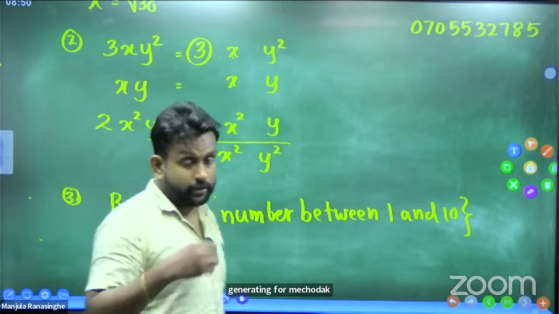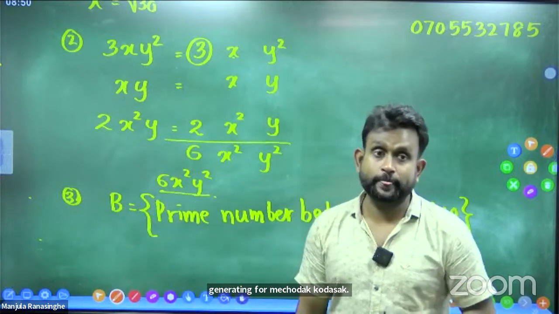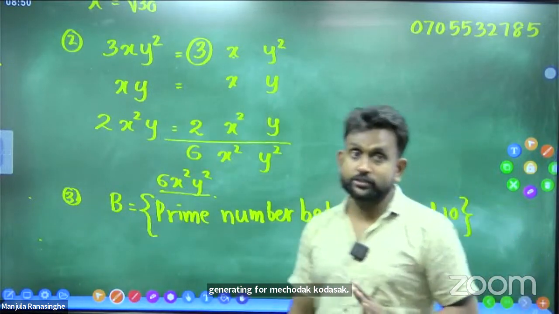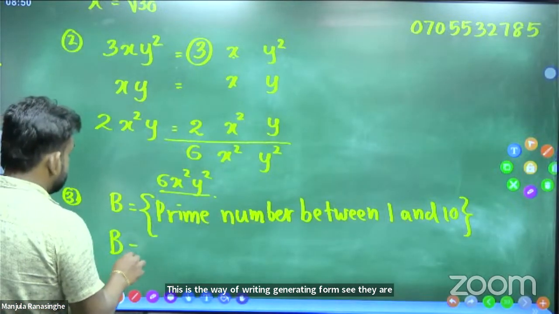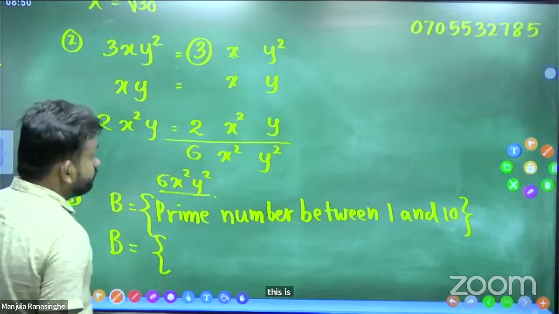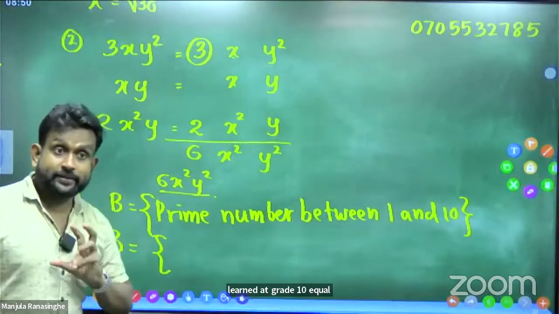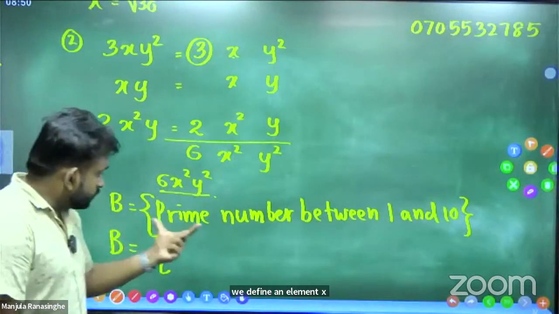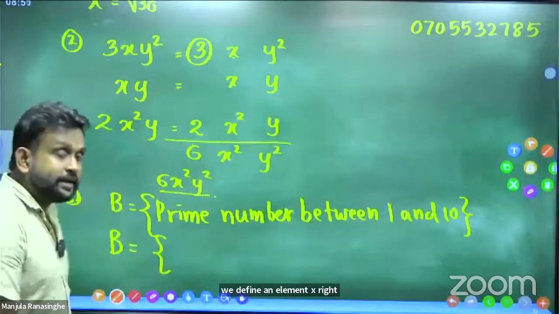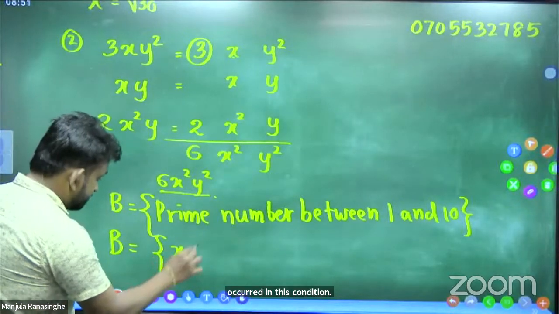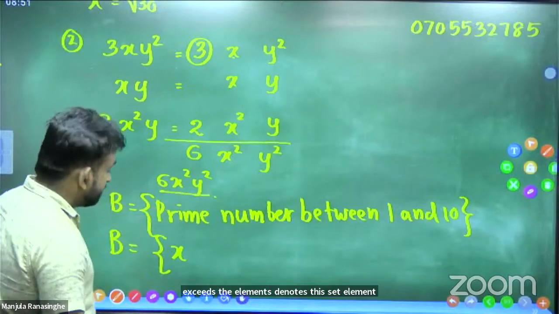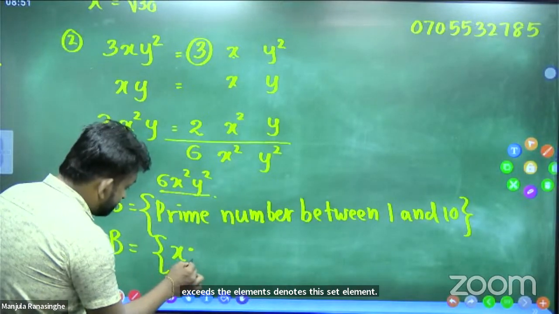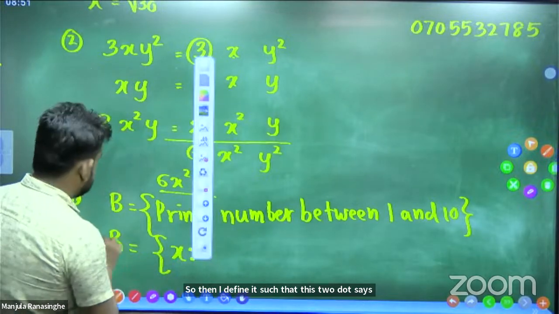To write, how to write in set-builder form. Right, this is the way of writing set-builder form. See there, this is learned at grade 10. B equals, we define an element x, according to this condition. I take x, x is the element that denotes this set's elements. So then I define it: x such that, this two dot says x such that.